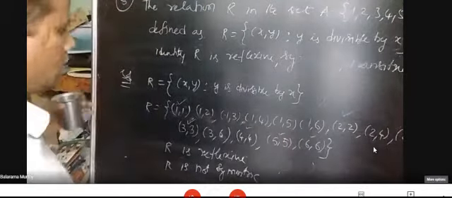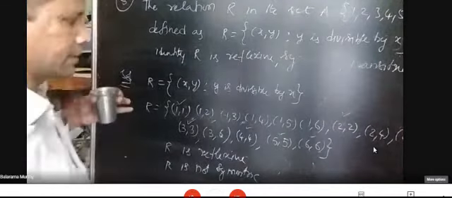Is it transitive? (1, 2), (2, 4), (1, 4) is there. Next, (1, 2), (2, 6), (1, 6) is there. (1, 3), (3, 6), (1, 6) is there. (1, 4), (4, 4), (1, 4) is there. (1, 5), (5, 5), (1, 5) is there. (1, 6), (6, 6), (1, 6) is also there. Therefore, R is transitive.